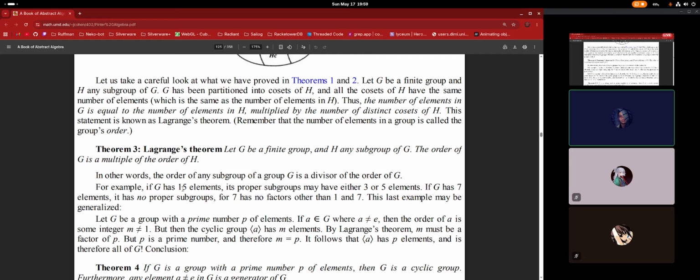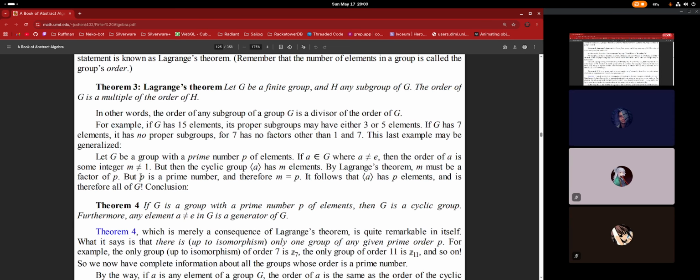So for example, if G has 15 elements, its proper subgroups may have either 3 or 5. If G has 7 elements, it has no proper subgroups, for 7 has no factors other than 1 and 7. And then this starts the number theory stuff, right? This is again very strong connections to number theory stuff.